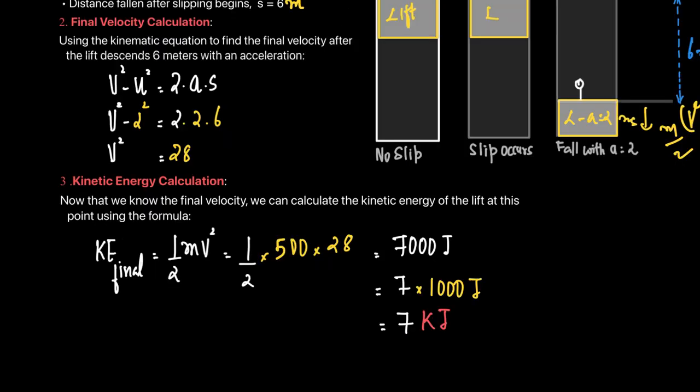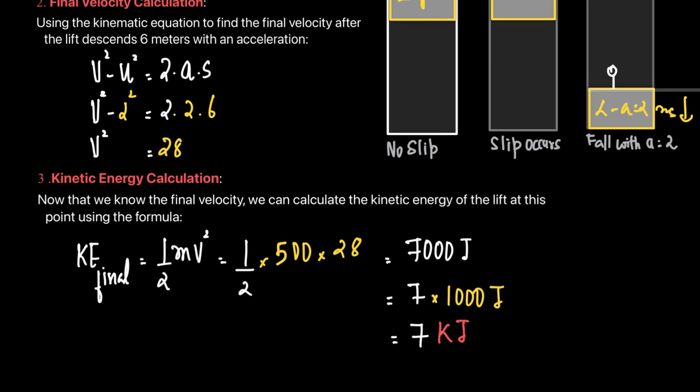Once we get the value of V square, kinetic energy would be equal to half m into V square. Half m into mass of the lift is given to us as 500 into 28. 28 by 2 is 14. 14 into 5 is 70. 70 followed by 2 zeros is 7,000 joules.